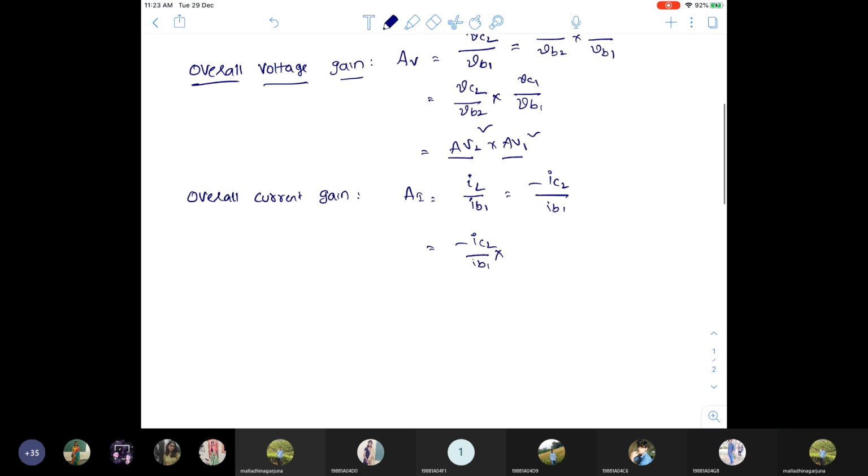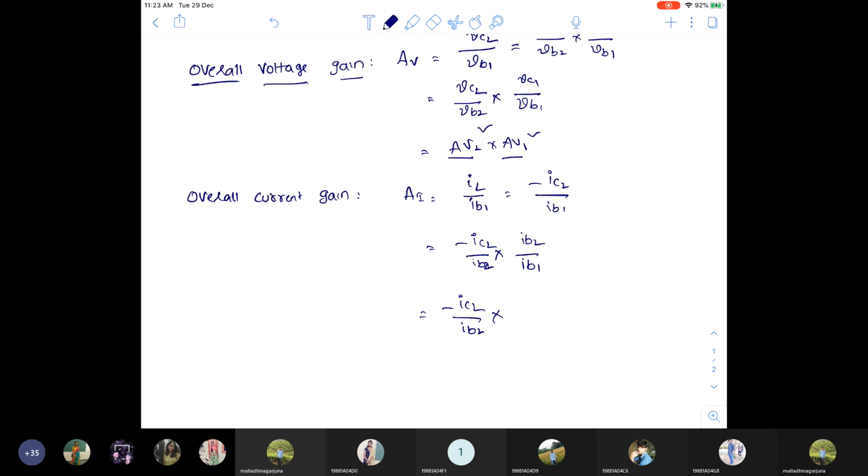So minus IC2 by IB1, I can write this as IB2, into IB2 by IB1. IB2 cancels, and we get minus IC2 by IB1, that is our previous equation. Here minus IC2 divided by IB2 into, in the place of IB2, simply I cannot write IC1.